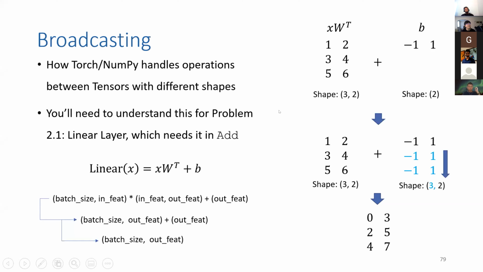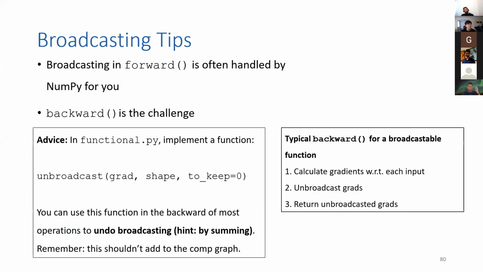But that's already handled by NumPy, which we already allow you to use. And so the trick would be doing it in backwards, or rather, undoing it in backwards. What we recommend doing, and I haven't seen students do this so far, but it's what we've done, is we've implemented this function called unbroadcast in functional.py. This is a really big hint, by the way. You can pretty much use the same function, if you implement it the right way, in pretty much any scenario where you need broadcasting in the AutoGrad framework.